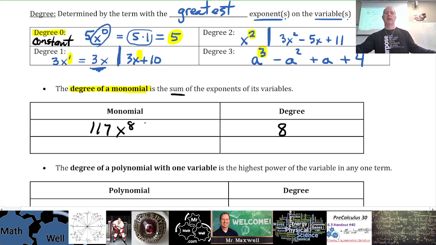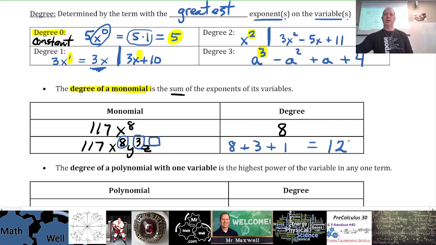There's only one. But if we had something like 117x to the 8 y cubed z, with z to the power of 1, then what would the degree of this monomial be? Well, the degree would be 8, because that's my first exponent, plus 3, my next exponent on a variable, plus 1, which would be the exponent on the z. So what's that? That's a degree of 12.